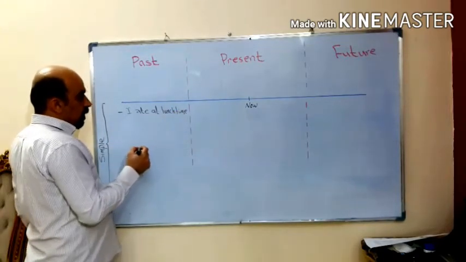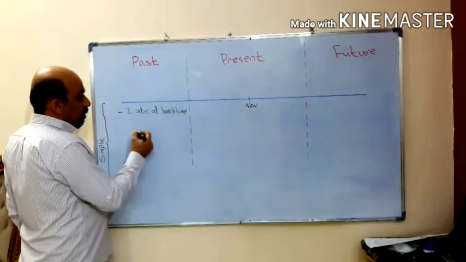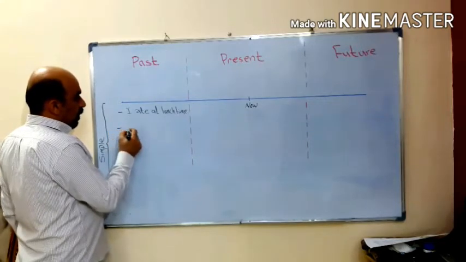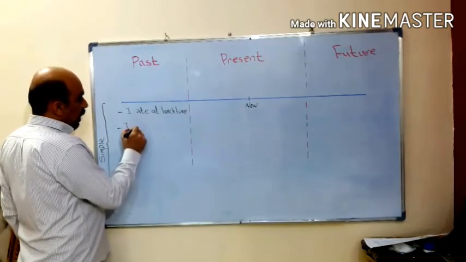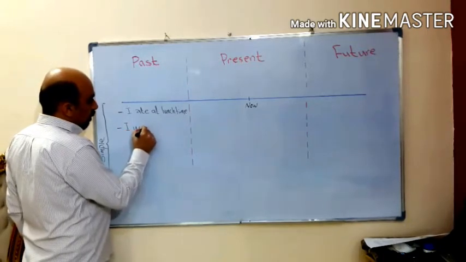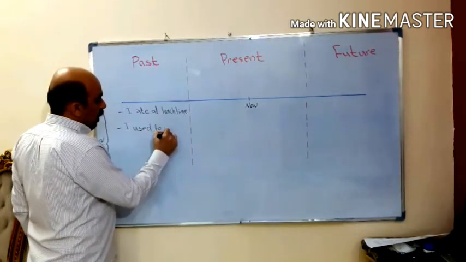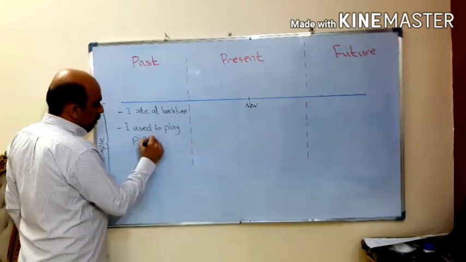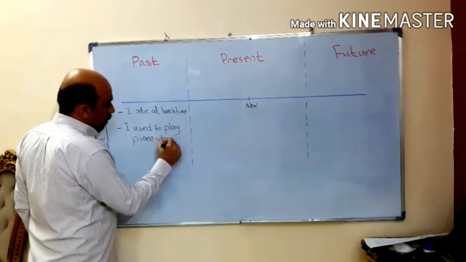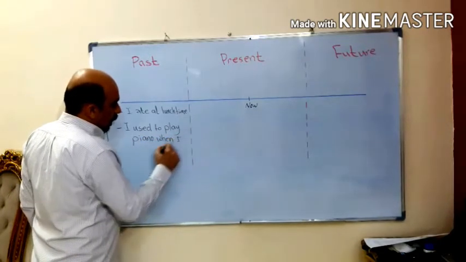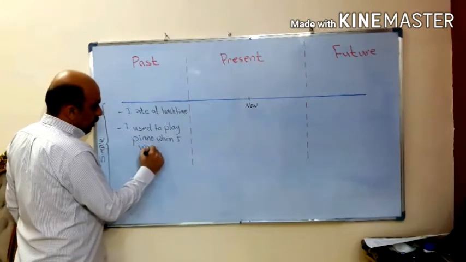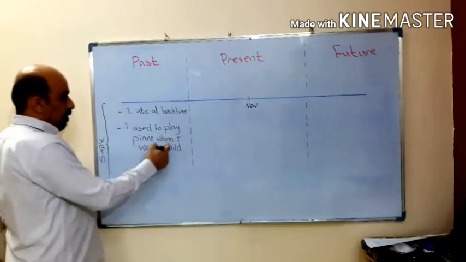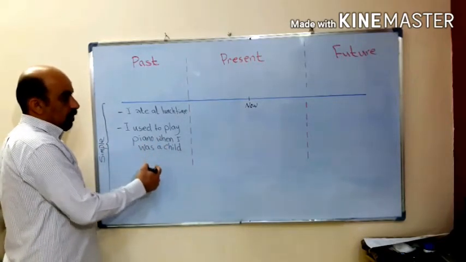It can also be used to refer to a habit in the past or a repeated action. For example, I used to play piano when I was a child. This is a habit or repeated action.